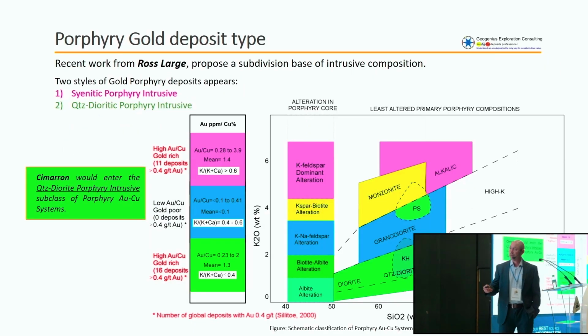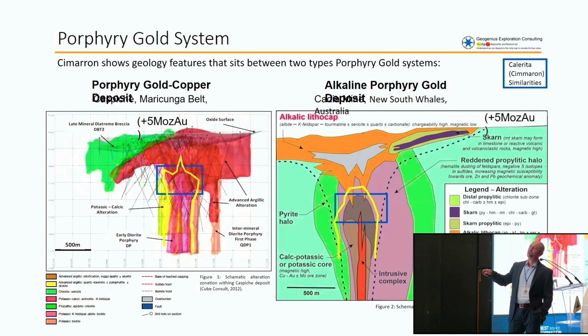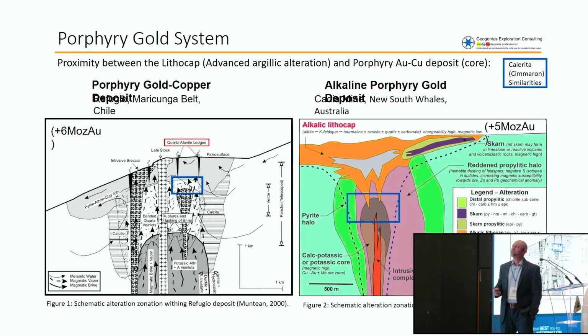Okay, so Cimarron would be more in the diorite porphyry type for gold. I put an example of other deposits in the world. That's Caspiche in the Maricunga belt, and that's Cadia. So we would be similar to here, and they have their lithocap above, so they're pretty economic deposits. Same thing for Refugio. Here what I want to point out is the quartz alunite, the evidence that we have something more like advanced argillic alteration above the system.